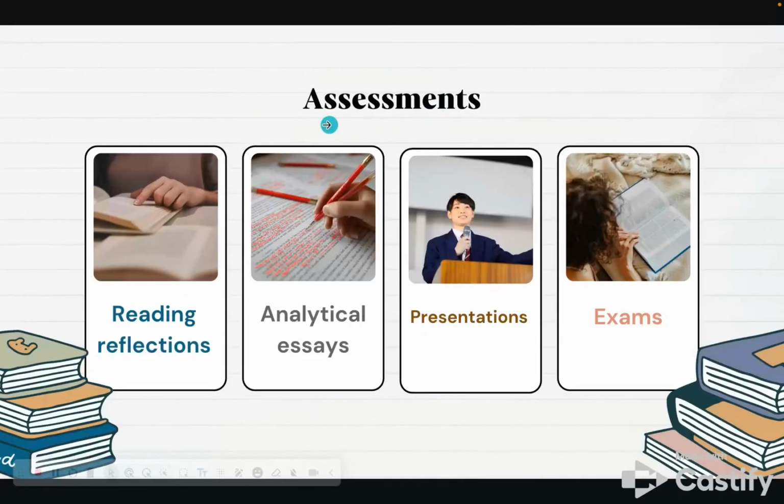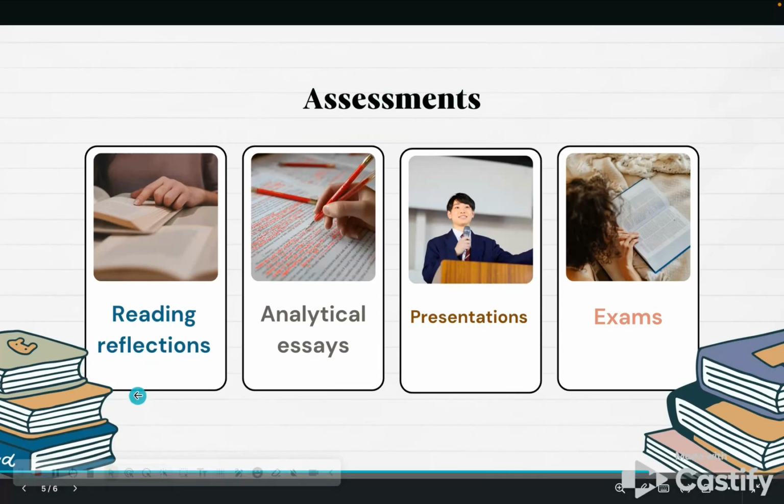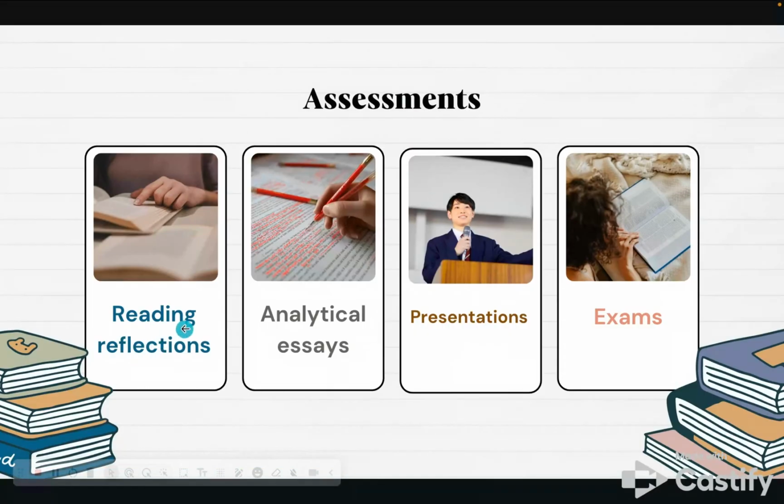Finally, I will just give a quick overview of the assessments in grade 10. We have lots of different assessments, but generally we have 4 different kinds. One is a reading reflection, where we ask students to reflect on something they've read. Another type is analytical essays, where students analyse a text and write an essay about it. Another is presentations, where students talk about different texts. And the last is exams.